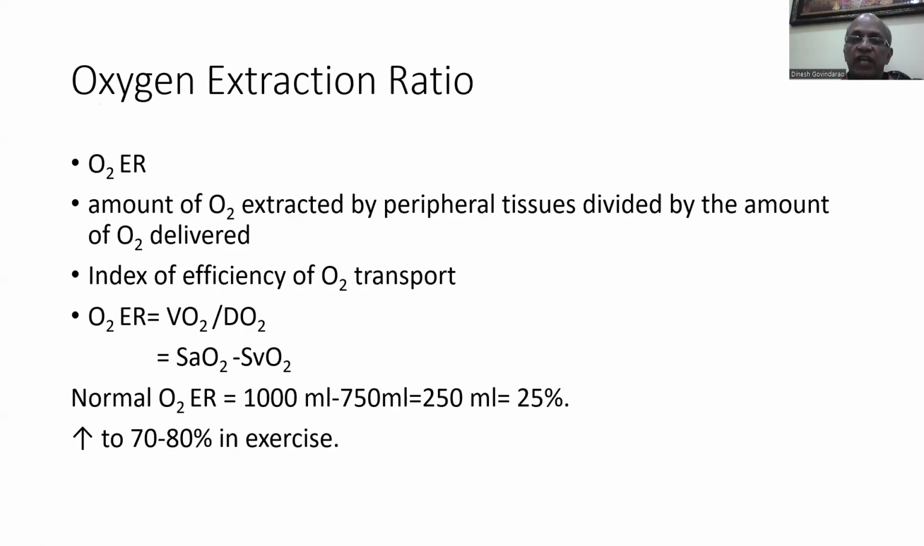The oxygen extraction ratio is the amount of oxygen extracted by the peripheral tissues divided by the amount of oxygen delivered. It is an index of the efficiency of oxygen transport. We know that the oxygen extraction ratio is equal to VO2 divided by DO2, or is equal to SaO2 minus SvO2. So 1000 ml of oxygen is carried from the left ventricle and 750 ml comes back to the right atrium. Hence, the normal oxygen extraction is about 250 ml out of 1000 ml. So it is 25%, but it can go up to 70 to 80% in exercise.